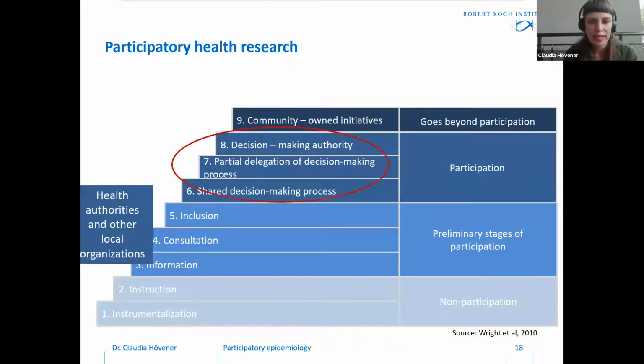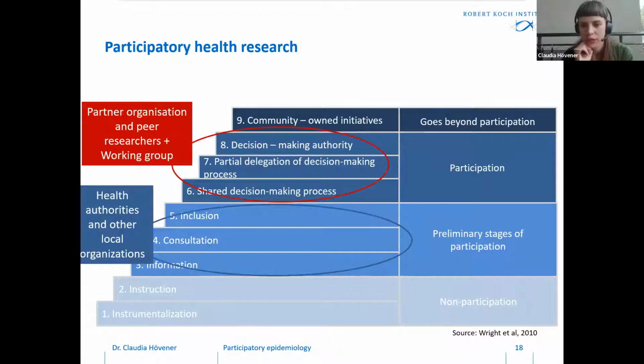Reflecting on the process, you have probably all seen this pyramid of participation that Michael Wright and colleagues developed already 12 years ago. When I look at the partner organizations we worked with and our working group, there was really full participation and decision-making authority. To me, that was a really big gift, to learn with each other and to discuss certain processes and things that we as researchers think are given. It was so valuable to question that and to come up with mutual solutions that worked for everyone.